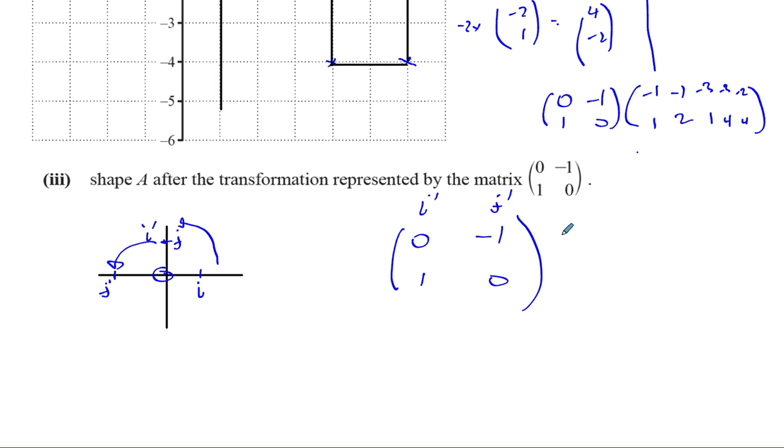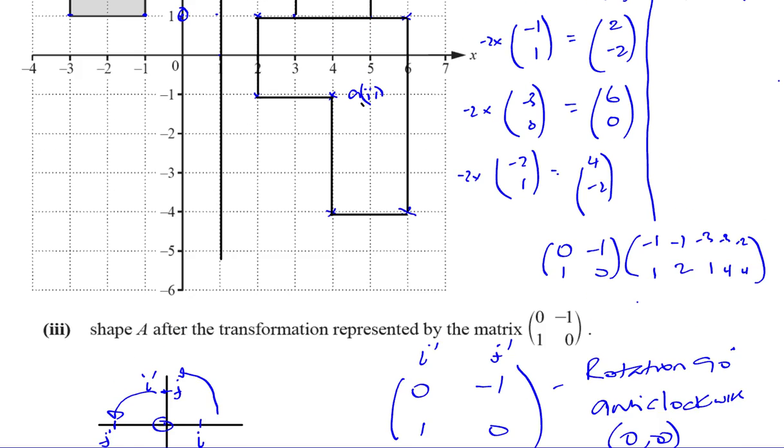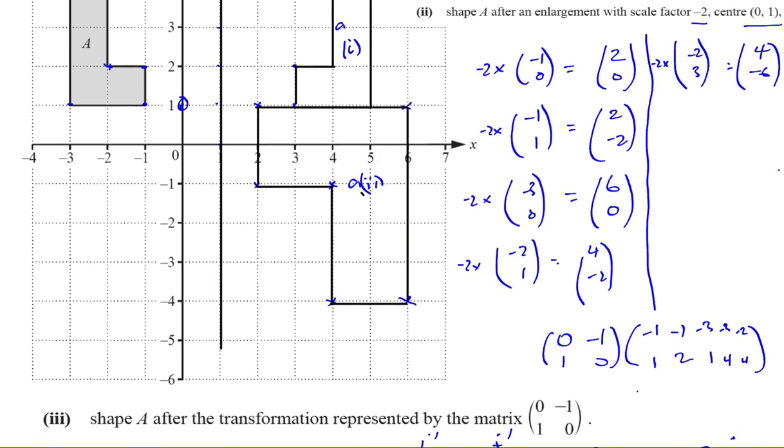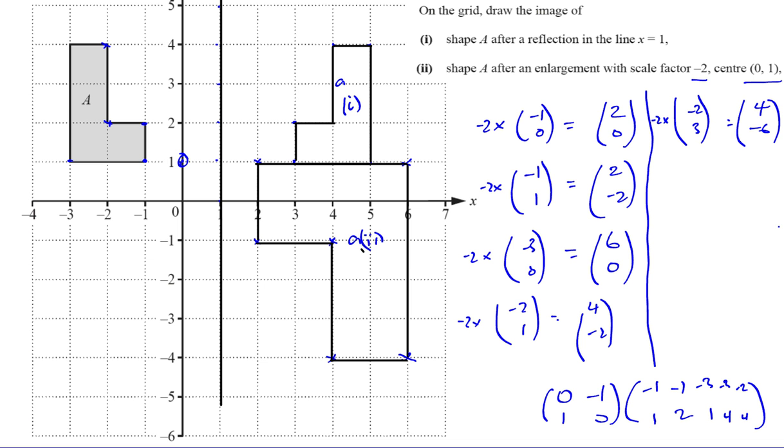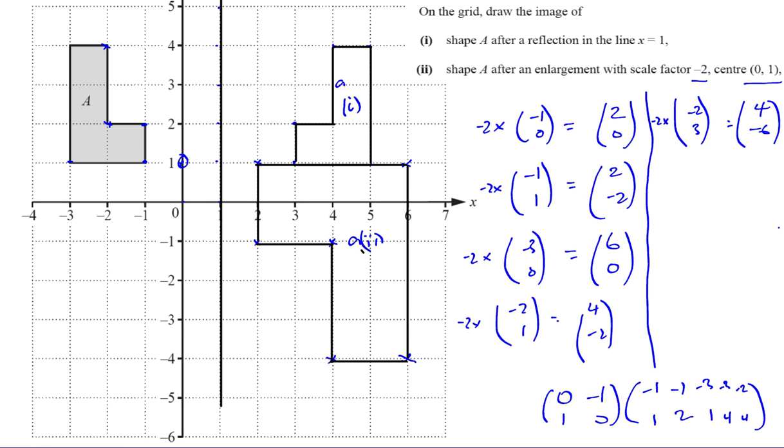So this is actually representing a rotation of 90 degrees anti-clockwise about the origin. Okay, so we have to just transform the image here, shape A, and we've got to rotate it 90 degrees anti-clockwise about the origin.